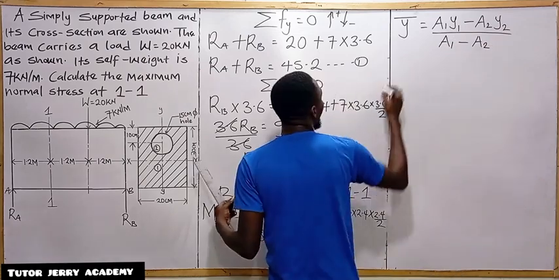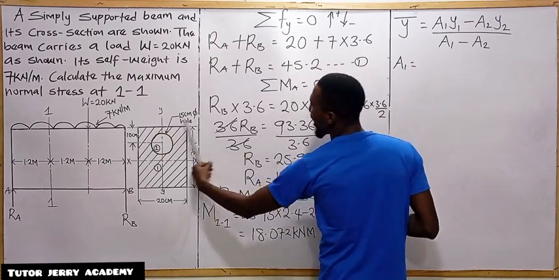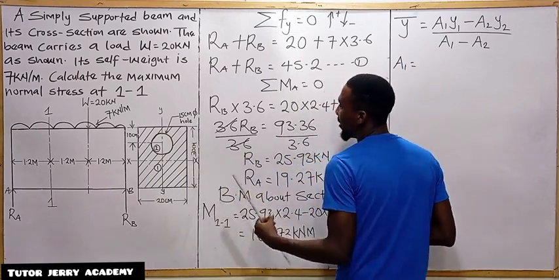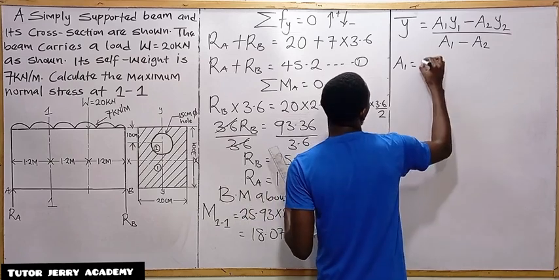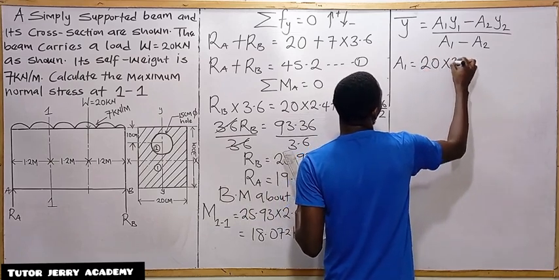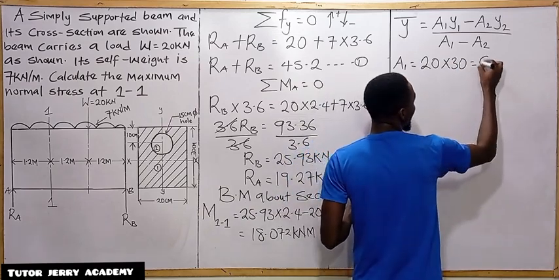Now let's find our A1. Our A1 is the area of this rectangle. So this is going to be 20 multiplied by 30. And 20 multiplied by 30 is going to give us what?